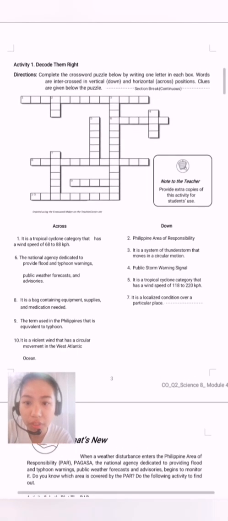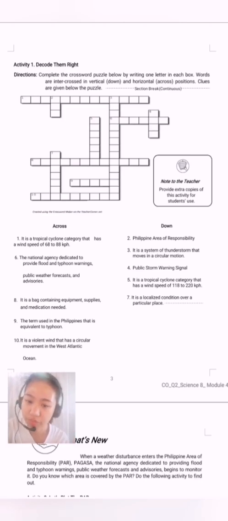So number 1 across. It is a tropical cyclone category that has a wind speed of 68 to 88 kilometers per hour. What is your answer for number 1? If your answer for number 1 is tropical storm, then you are correct. Next is number 2, down. It has only 3 letters. The clue is Philippine Area of Responsibility. So what is the answer? If you answered PAR, you are correct.